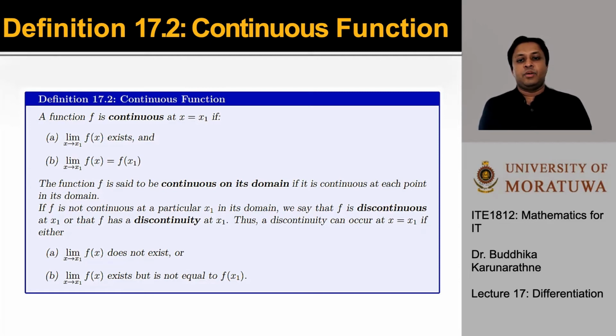A discontinuity can occur at x equals x1 if either the limit of f(x) as x approaches x1 does not exist, or the limit of f(x) as x approaches x1 exists but is not equal to f(x1). So there are two possibilities: either the limit does not exist, or the limit exists but it is not equal to f(x1). In this case, we can identify that there is a discontinuity when x is equal to x1.